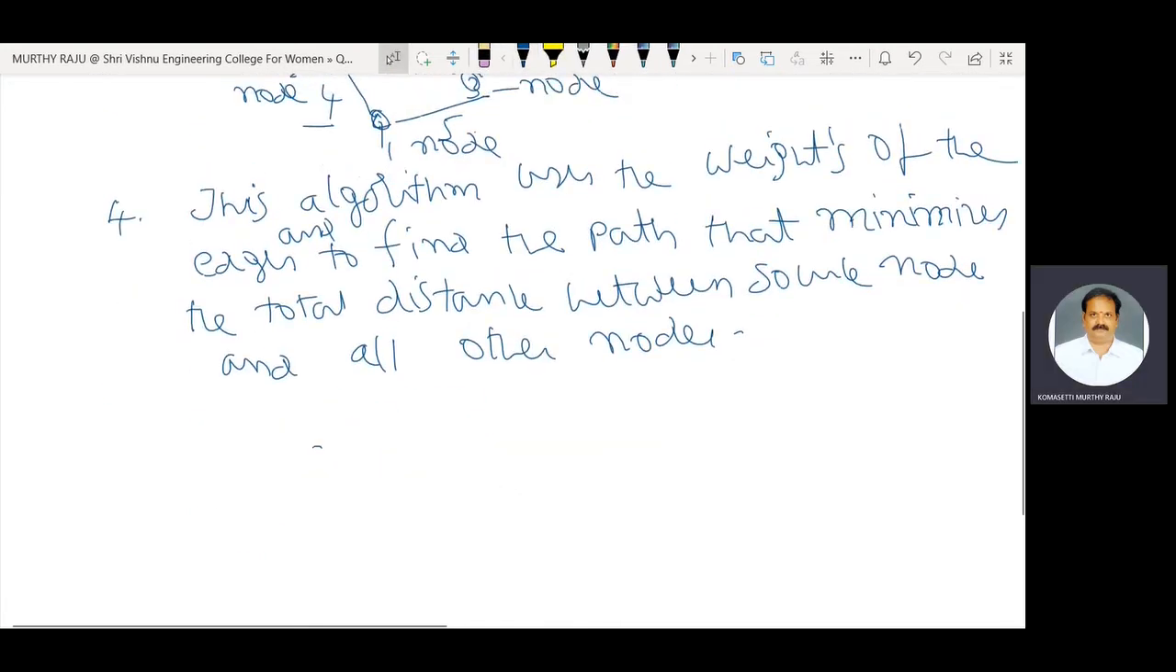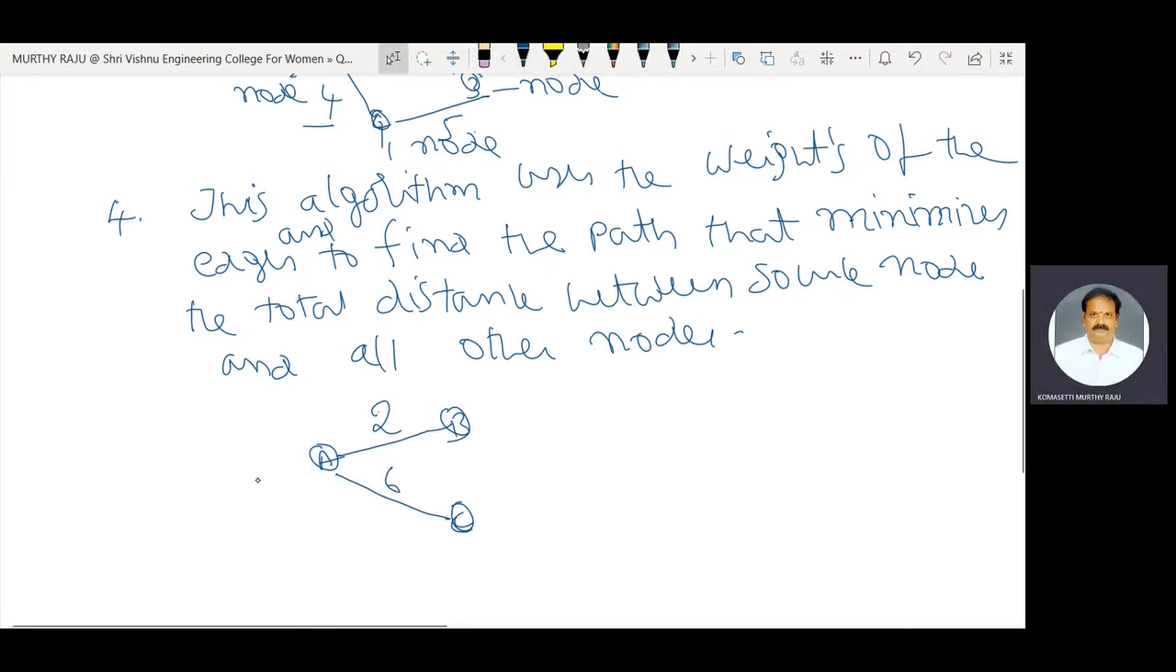Here, this is node 1 or node A. This is node B. This is node C. Node A and node B are connected by an edge. The weight of this edge AB is 2. The nodes A and C are connected by another edge. The weight of that one is 6.